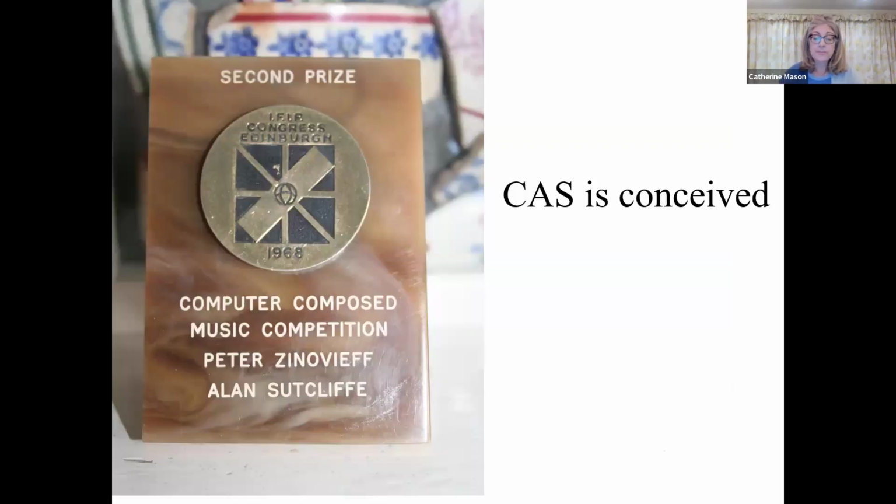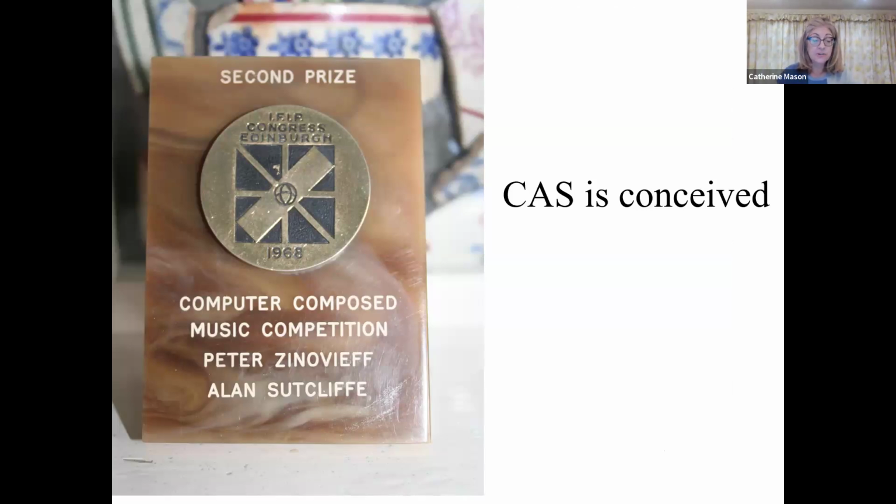Of course, also in the wake of Cybernetic Serendipity, we have the Computer Arts Society being founded. And we call it CAS for short. And it came out of discussions from the IFIP conference, that's the International Federation for Information Processing. This was a big conference held in Edinburgh that year, 1968.